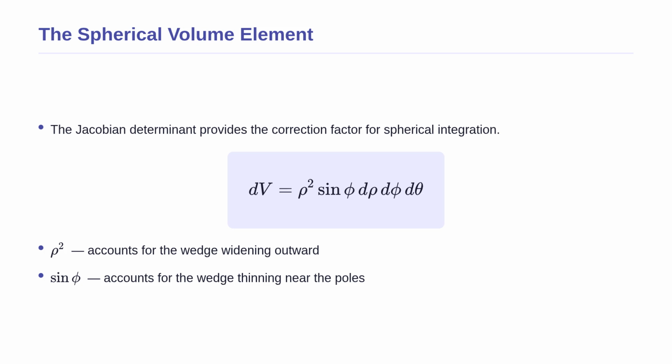The symbol dV is the tiny volume. Rho squared accounts for the wedge getting wider as you move outward. The sine of phi accounts for the wedge getting thinner near the poles and fatter near the equator. If you increase rho, the volume element physically expands. You must multiply by this factor every single time you integrate.